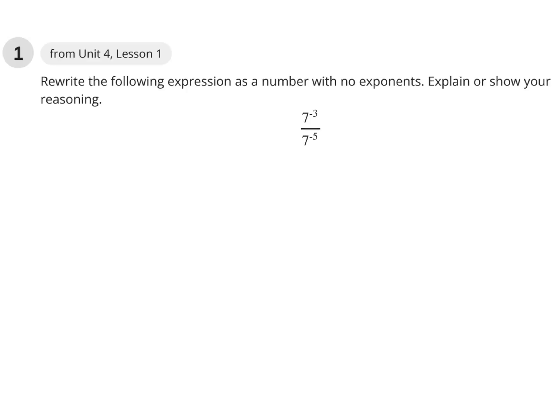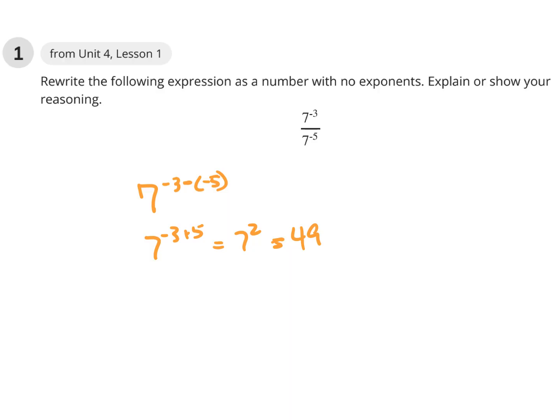Rewrite the following expression as a number with no exponent. According to our exponent laws, we had the same base, so we multiply the exponents. Now, a lot of students will just do -5, but the -5 is down at the bottom. So we had to minus a -5. So this becomes -3 plus 5, or 7 squared, which is 49.